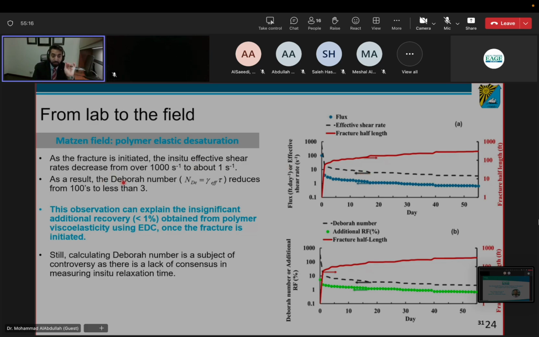As a result, the Deborah number, because we see it, the Deborah number has to do with the effective shear rate, right? It reduces from hundreds to less than 3. We'll look at the second plot in here.